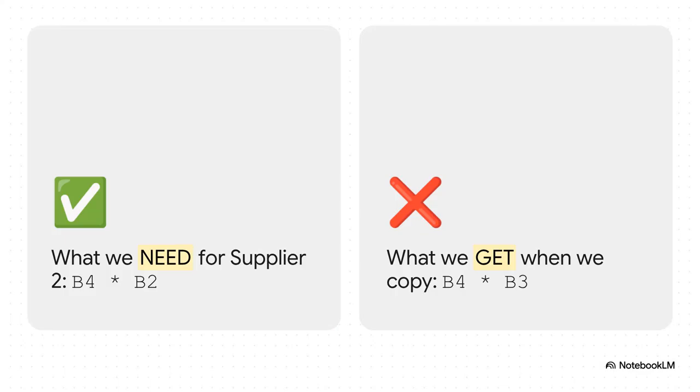So what happens when we copy that formula down for supplier 2? Think about it. What we needed to do is multiply supplier 2's quantity, B4, by the price, which is still up in cell B2. But what do we get when we just copy and paste? We get B4 multiplied by B3. The spreadsheet tried to be helpful again, shifting both references down one row. So now it's multiplying a quantity by another quantity. That's just complete nonsense. It doesn't work at all.